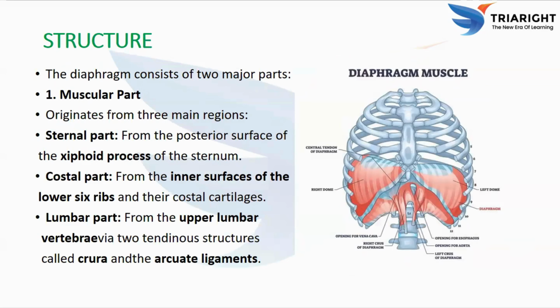So what is the function of the diaphragm during breathing? When the diaphragm contracts, the dome gets flattened downward. So what does this do? This increases the volume of the thoracic cavity. As a result, the lungs expand and the air is drawn in.